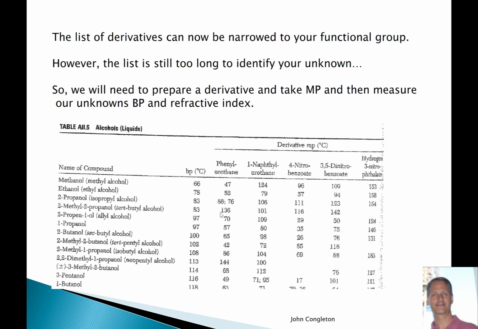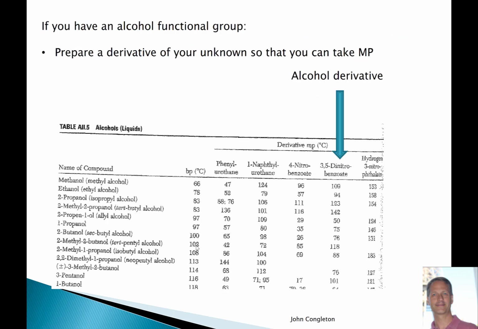To do this, we're going to make a derivative, and we're going to take the melting point of that derivative. All of your unknowns are going to be liquids, and we don't want to take the boiling point of the liquid yet because heating that liquid could change the chemical structure, because it could oxidize with oxygen, for example. If you think that you have an alcohol, the derivative that you're going to make is the 3,5-dinitrobenzoate. It's the alcohol derivative. There are lots of other ones, but we're just making this one.